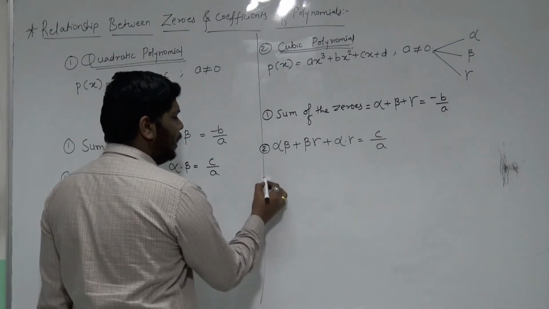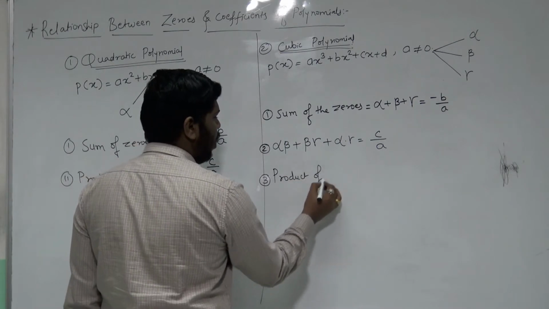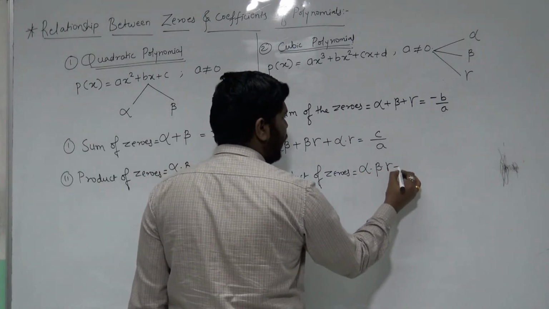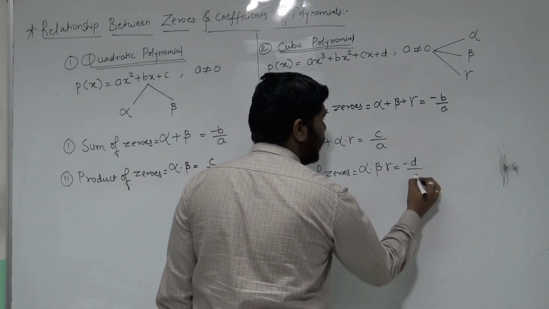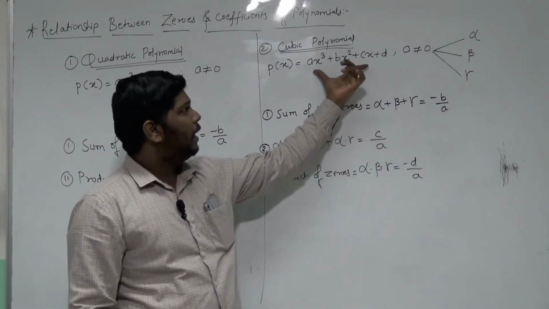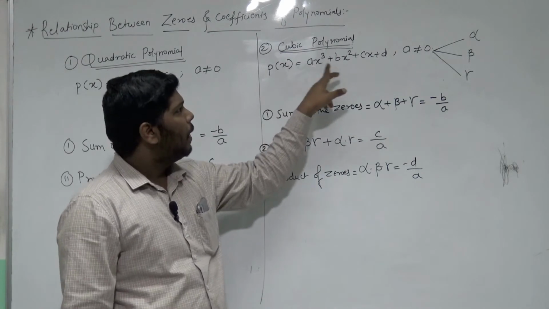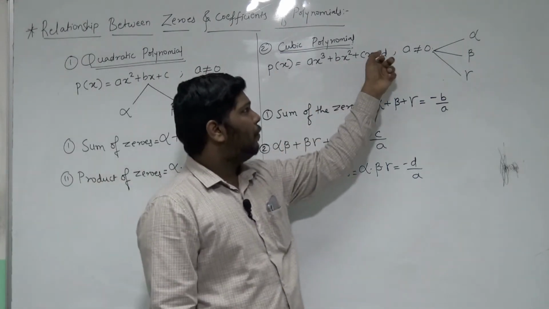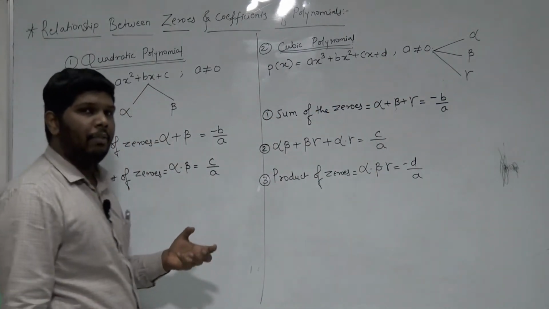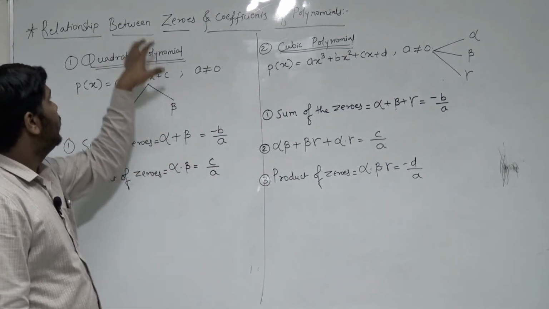And the additional formula, point number 3, says that the product of zeros, meaning the product of all three zeros, alpha into beta into gamma, is given by minus d upon a. So once again, what are these a, b, c and d? These are the coefficients that we take from the given standard polynomial, right? a will be the coefficient of x cube, b will be the coefficient of x square, c will be the coefficient of x, and d will be my constant. So these are the set of formulas that we need to learn by heart first. After that only we can start solving the questions based on this topic.